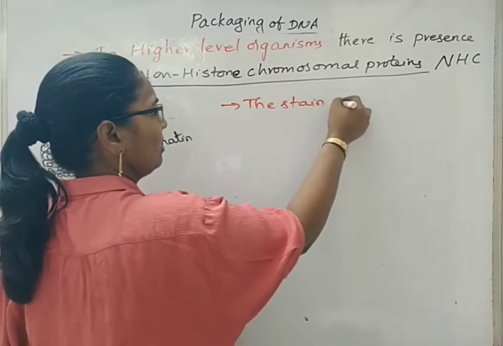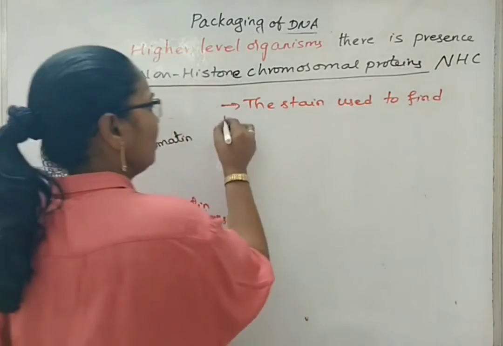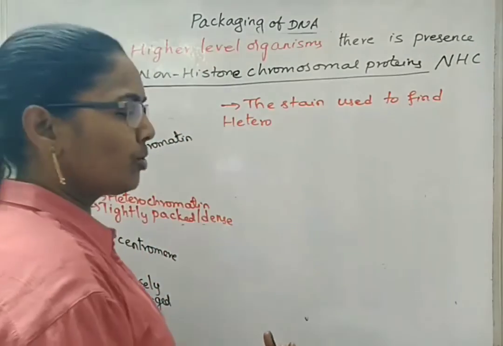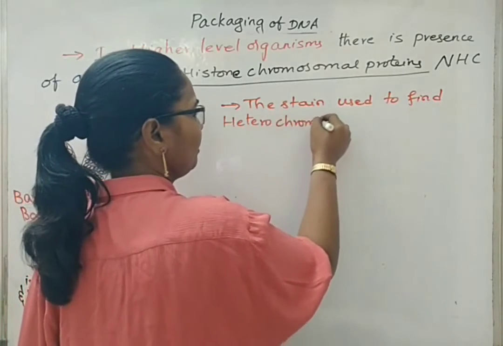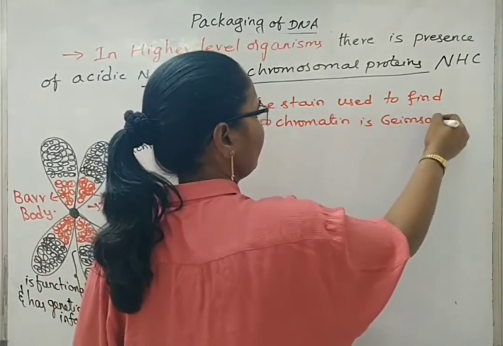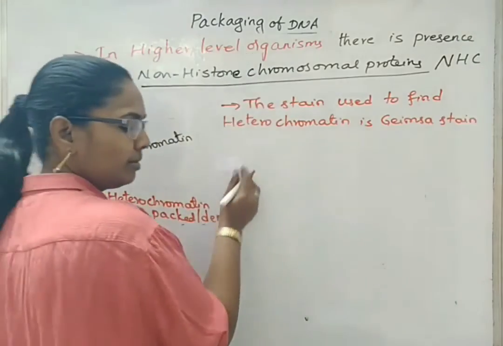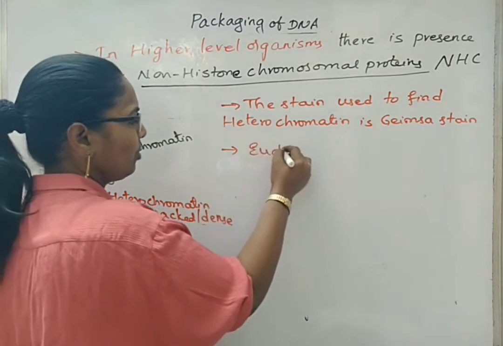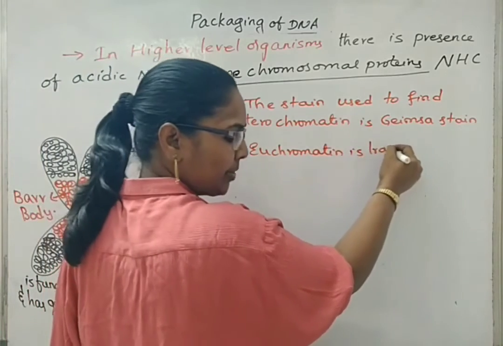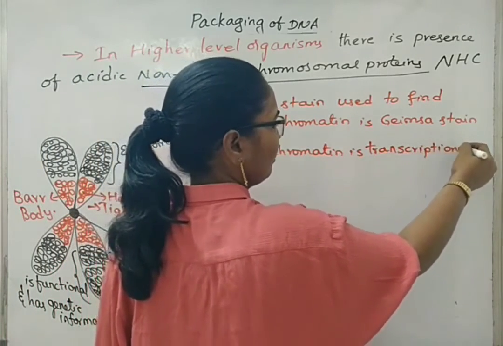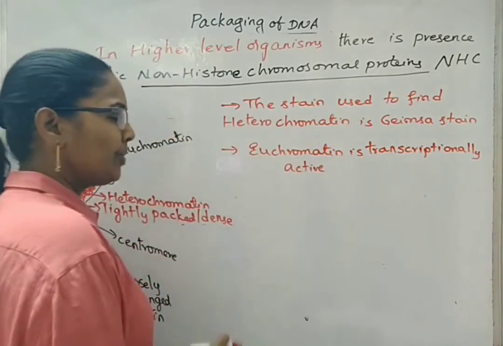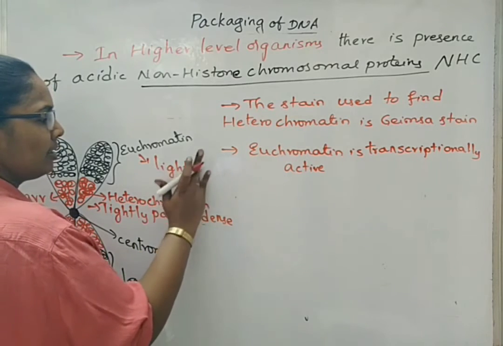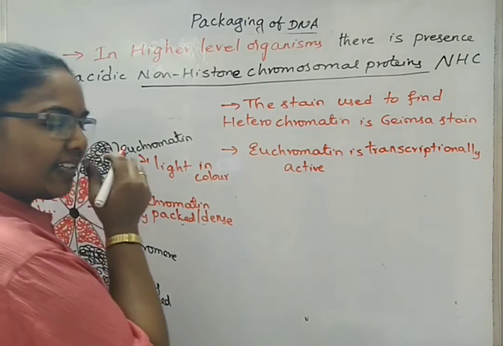The stain used to find heterochromatin, or normally another sentence can be framed, the stain that is used to see the chromosomes also, Giemsa stain. Now, you will write another point. Euchromatin is functionally active, transcriptionally active. When we add Giemsa stain, this part appears light in color. We can also say the light colored strands.